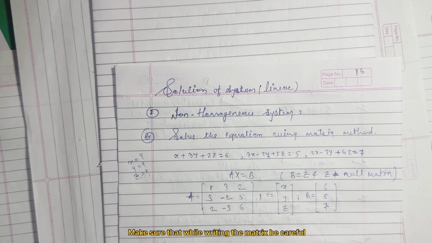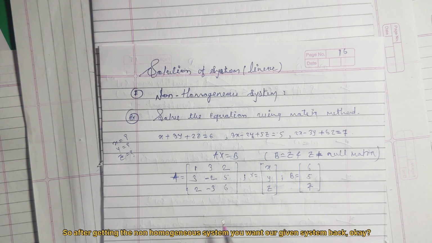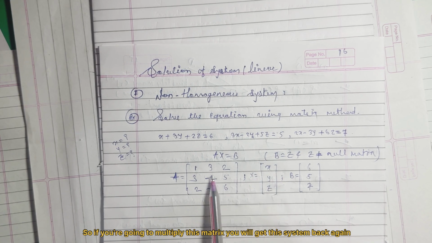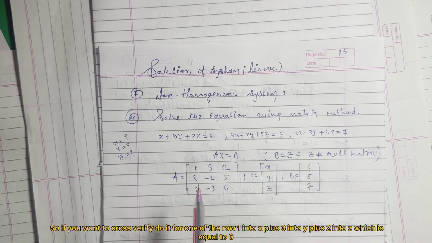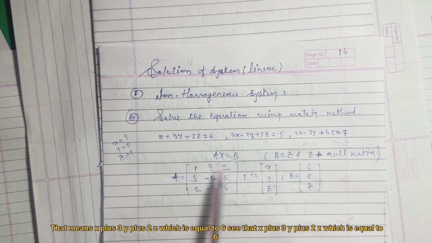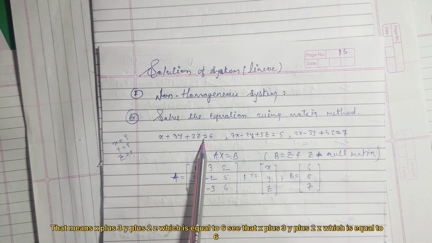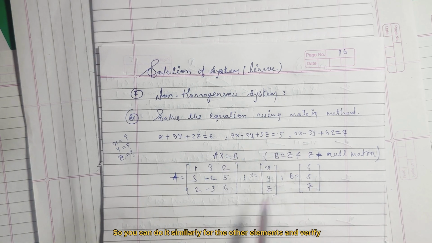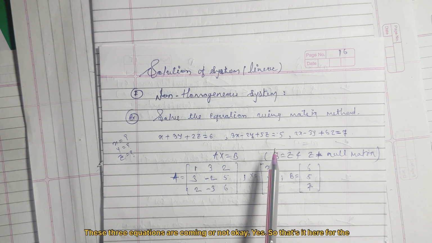Make sure that while writing the matrix, you are careful. After getting the non-homogeneous system, you want our given system back. If you multiply this matrix out, you will get this system back again. If you want to cross verify, do it for one of the rows: 1 into x plus 3 into y plus 2 into z is equal to 6. That means x plus 3y plus 2z is equal to 6. You can do it similarly for the other rows and verify that these three equations come out.